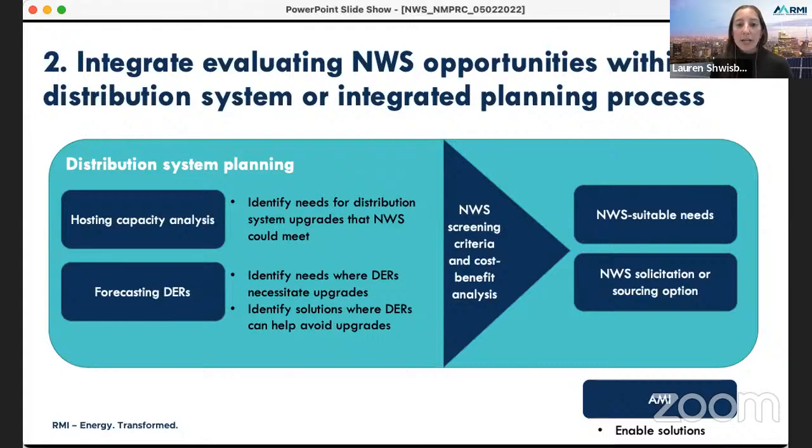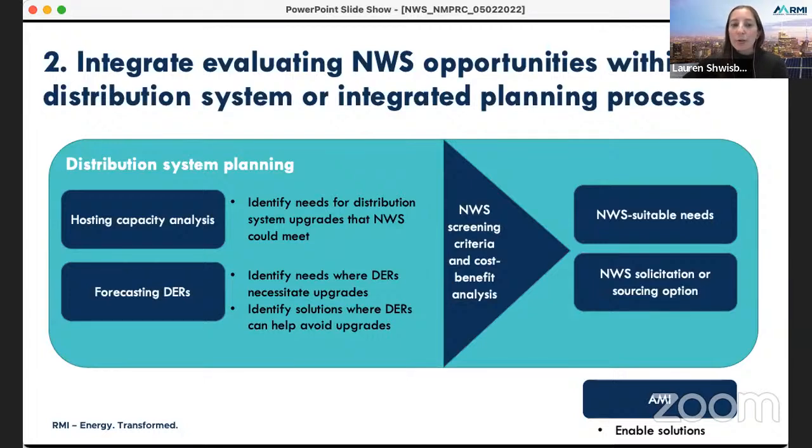And then finally, this analysis usually results in a list of needs that are suitable for non-wire solutions. And that can translate either into a program definition or a competitive solicitation, which I'll get into a little bit more. Technologies like AMI are critical to both getting some of those data inputs that you need to identify the opportunities and to actually enable the solutions for households as well.